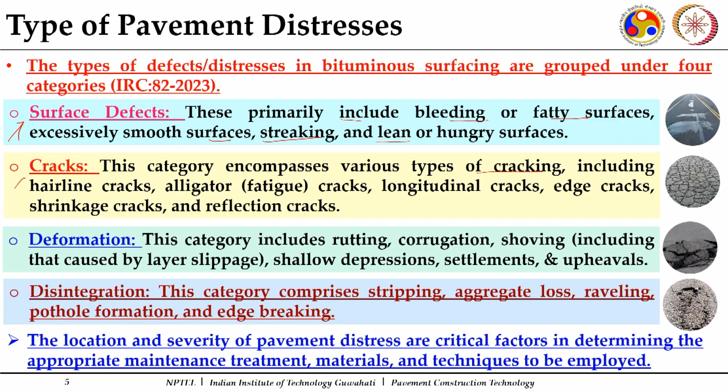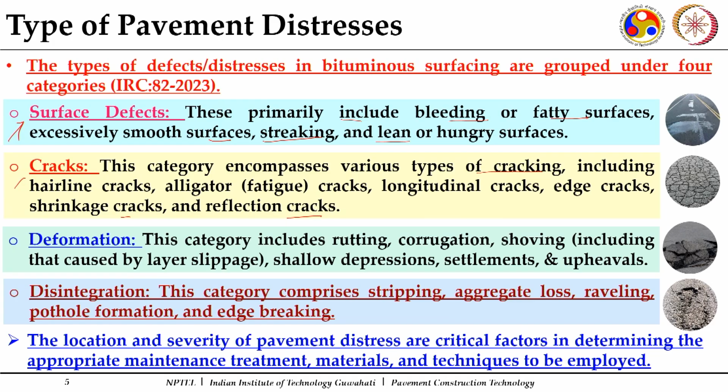Hairline cracks may be there, alligator or fatigue cracks may be there, longitudinal cracks may be there, edge cracks, the cracks along the pavement edges, shrinkage cracks may be there, and reflection cracks are there. So, these are some typical distresses under the head of cracking. These two we will discuss in today's lecture.